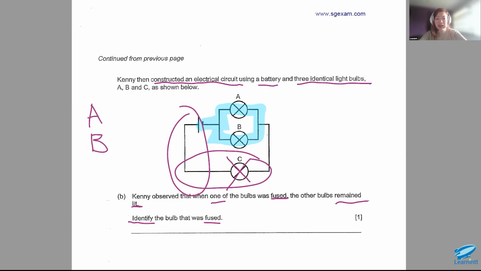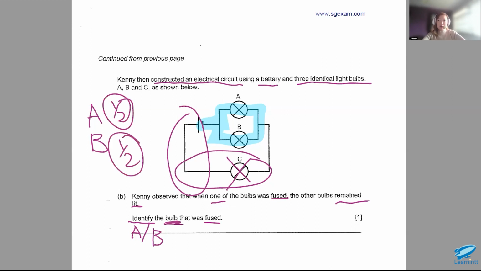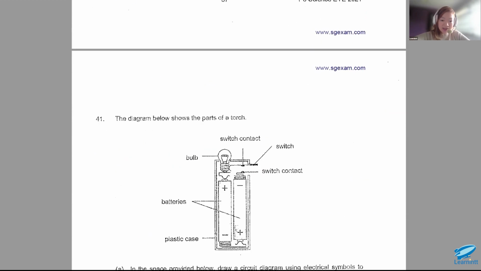So identify the bulb that was fused. Your answer can be A or B. Just choose one because they are only asking for one. Half a mark for trying this one, another half mark for trying this one, because we tried out 2 scenarios, right? Trial and error. In total, 1 mark. Then your question would be why didn't they just ask to identify the bulbs that were fused? It's to trick you. Sometimes there are just 2 answers like that. Done. Let's continue.